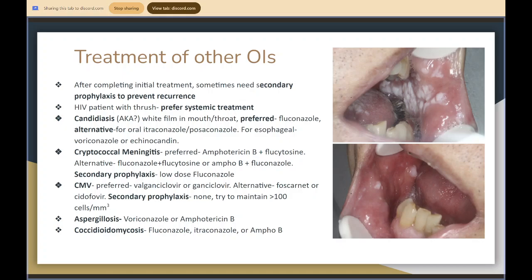If you answered Biaxin for the brand name, that is correct. Great job. Clarithromycin is Biaxin. It's also available in Biaxin XL.